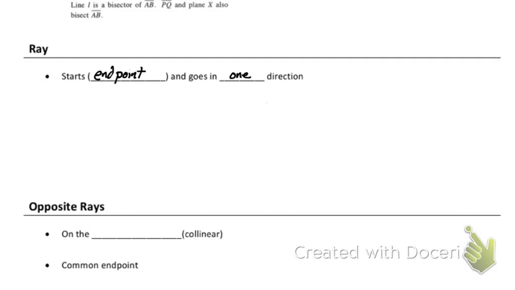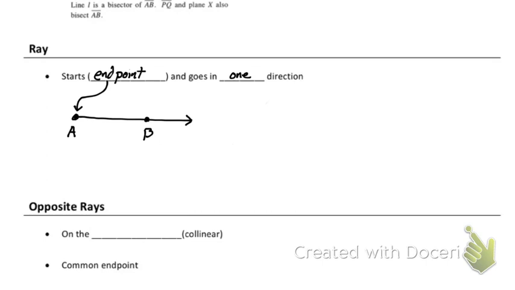So my example of a ray will be, it's going to start at A, that will be my endpoint. And then it's going to go forever in another direction. And I'm just going to call a point on there B. That's a ray. It's half line, half segment.